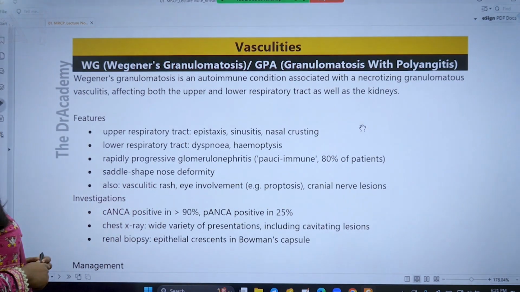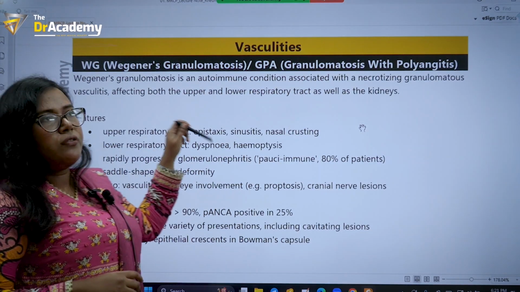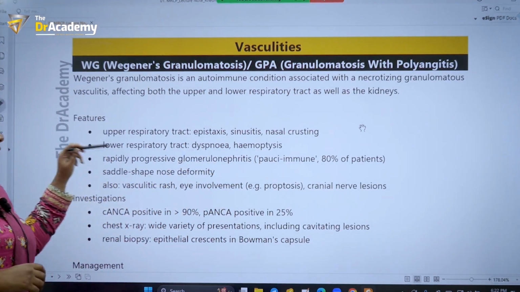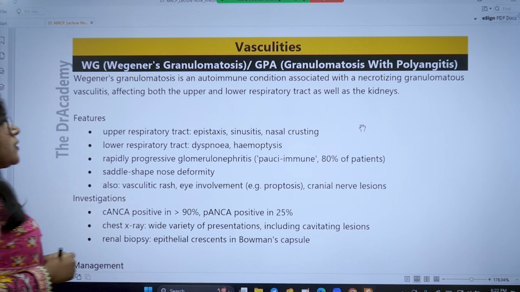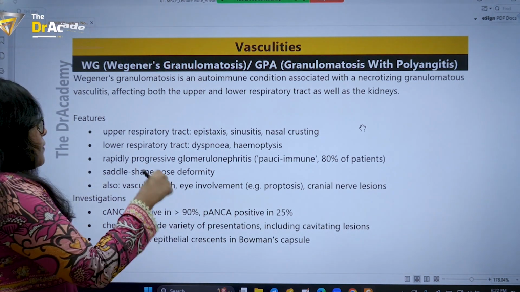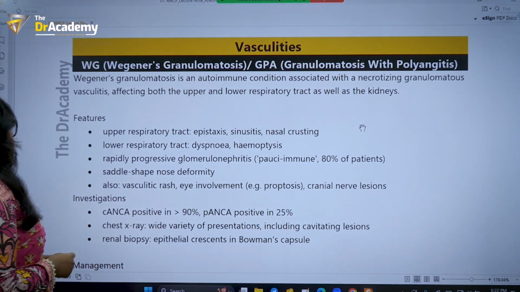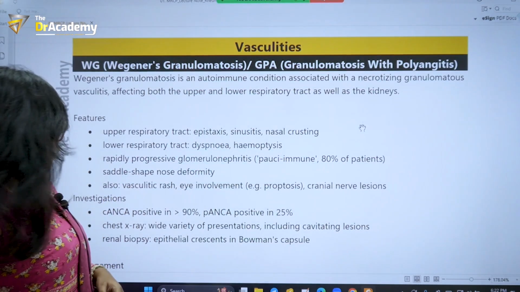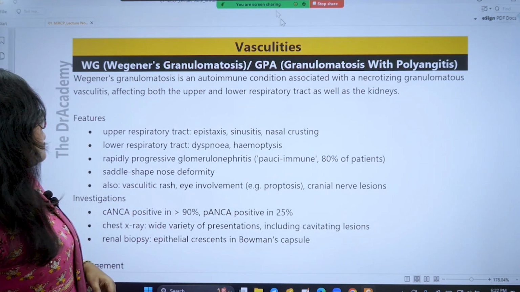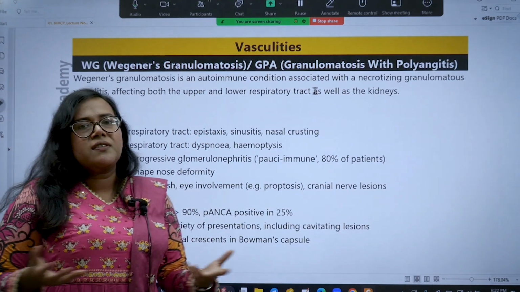Rapidly progressive glomerulonephritis or RPGN. So this is one of the important causes of the glomerulonephritis. It is a pauci-immune type and it can affect 80% of the patients. And saddle-shaped nose deformity, which I've already mentioned, it can also cause, because the name is vasculitis, so the blood vessel is everywhere.